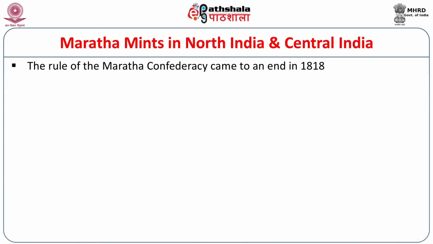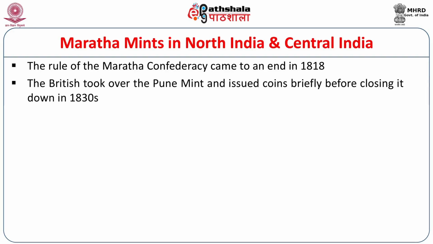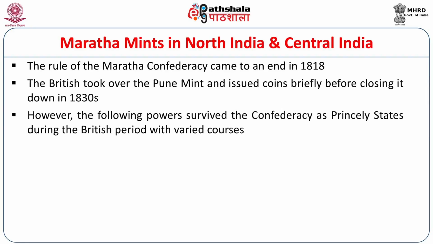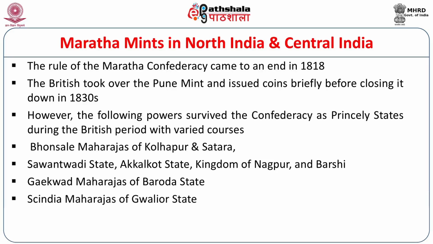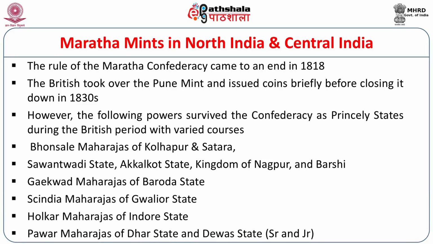As already elaborated, the Maratha Confederacy came to an end in 1818. The British took over the Pune Mint and issued coins briefly before closing it down in the 1830s when its own uniform British Indian rupee came into existence. However, the Confederacy powers survived as princely states. These included the Bhosle Maharajas of Kolhapur and Satara, the Savantwadi state, the Akkalkot state, Kingdom of Nagpur and Barshi, Gaikwad Maharajas of Baroda, Scindia Maharajas of Gwalior, Holkar Maharajas of Indore, Pawars of Dhar and Devas.